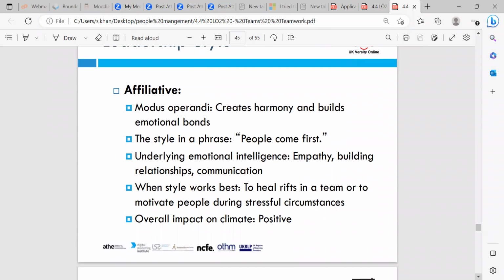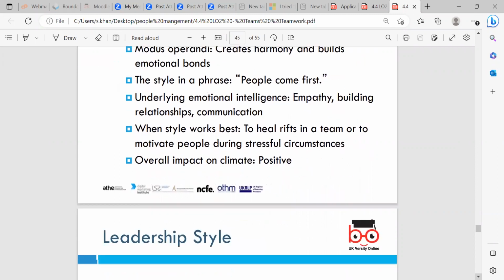The next one is affiliative. The modus operandi for this is that it creates harmony and builds emotional bonds. The style in a phrase is "people come first." Underlying emotional intelligence: empathy, building relationships, communication. And when does the style work best? To heal rifts in a team or to motivate people during stressful circumstances. The overall impact on climate is quite a positive impact.